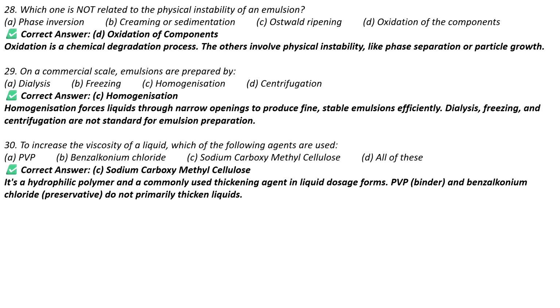Which one is not related to the physical instability of an emulsion? So we have to find out of the given four options which one is not related to the physical instability of an emulsion. Options are phase inversion, creaming or sedimentation, Ostwald ripening, or oxidation of the components. So oxidation is a chemical degradation process, while others like phase inversion, creaming or sedimentation, and Ostwald ripening come under the physical instability. So we can say option D, that is oxidation of components, is not related to the physical instability of an emulsion. Moving on to the next question.